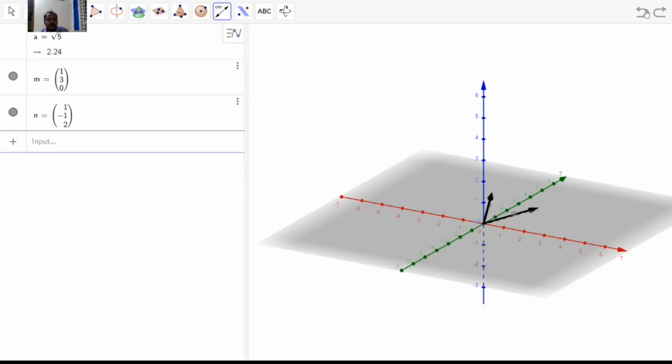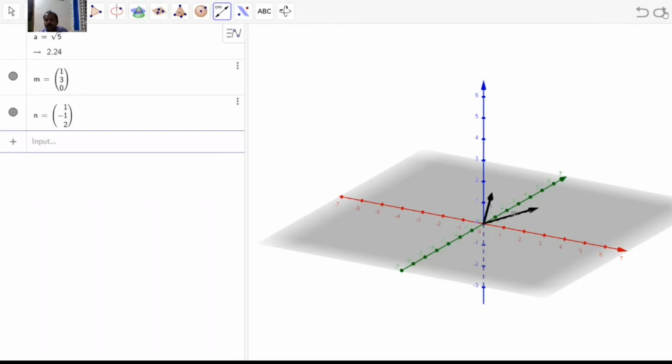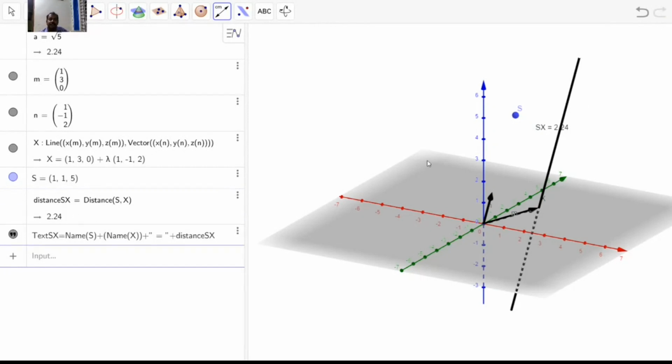So you have plotted the line. M is the vector (1, 3, 0) and N is the vector (1, minus 1, 2), and the line L is like this. You consider the point S equal to (1, 1, 5), and consider the distance between S and this line. So it is approximately equal to 2.24. So you can do these things using GeoGebra.